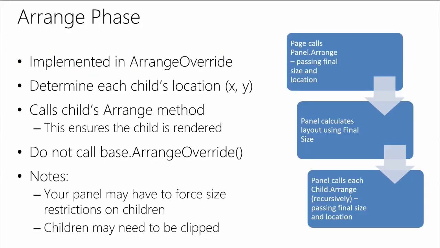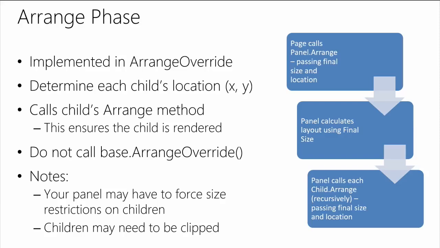So the arrange phase is the next phase. And the arrange phase is when the parent is saying to the container, this is how much size you really have. And it's not really asking a question anymore. It's saying, given all of my constraints, I'm going to let you know how much space you have now. In fact, the panel then carries forward and gives that to all the children as well.